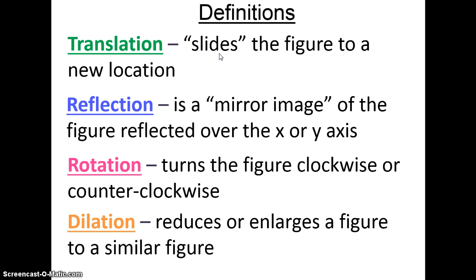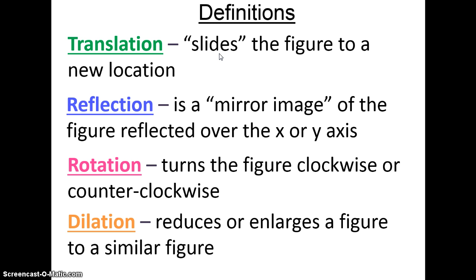And in that video, it talked about how the x and the y coordinates, we're going to add or subtract values from the x and y coordinates based on how far up or down, left or right we move these shapes. So that's our focus today, but we're going to go ahead and get these other definitions in there. The reflection is a mirror image of the figure reflected over the x or y axis. So the x or the y axis will be what we call the line of reflection.